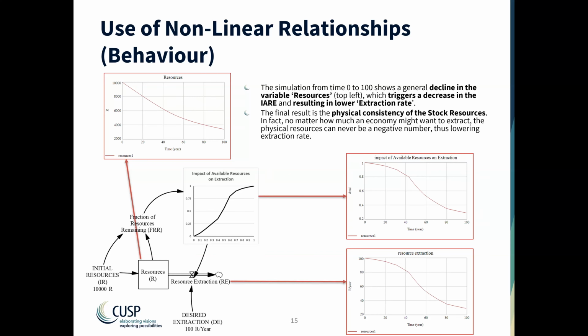Now, desired extraction is a constant at 100 resources per year, and multiplied by the impact of available resources on extraction, it will go towards zero over time. The entire concept of this relationship is that it will maintain the stock of resources positive over time, in the sense that, being a real physical variable, it will never be able to go negative over time. And this is extremely important.